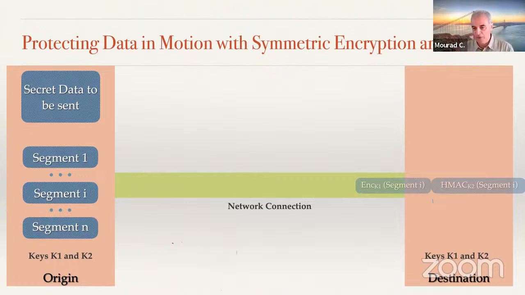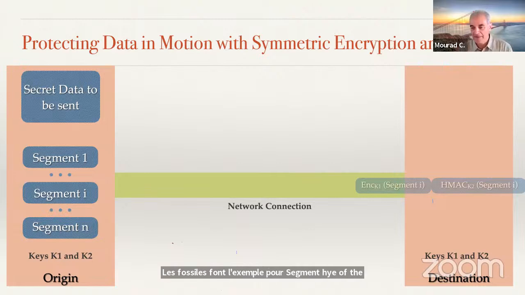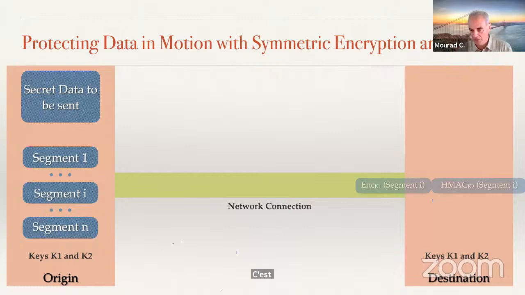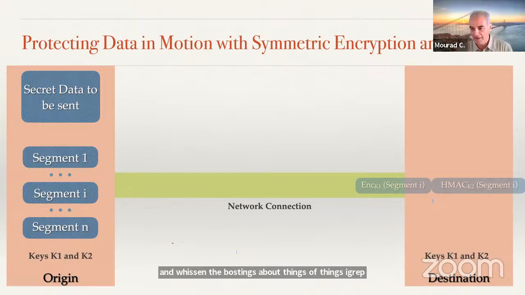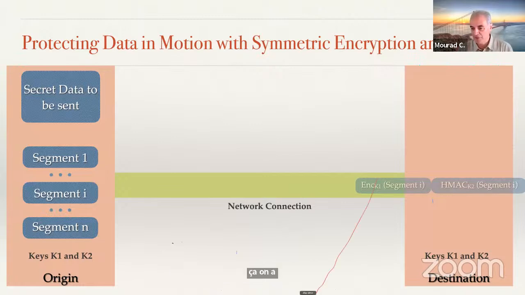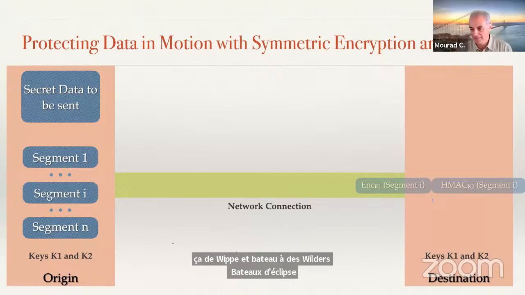network. And the way we can do that is, for example, if we send segment i of the data, we encrypt it with key K1, and then we calculate the HMAC of that segment using the key K2, and we send both things, the encrypted segment and the HMAC of that segment, together. Since the destination also has K1 and K2, it will be able to decrypt segment i and also check the integrity of that segment using the HMAC.